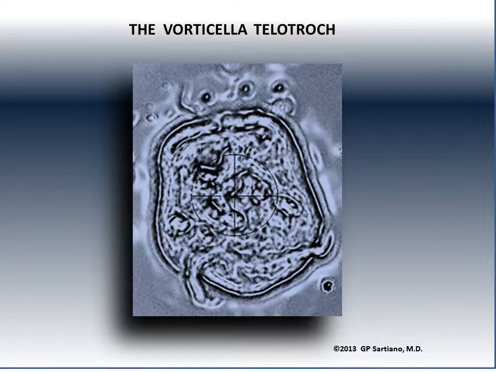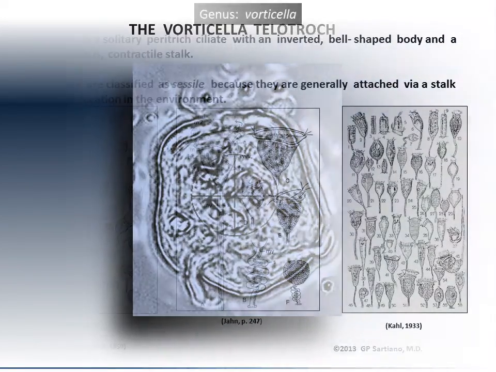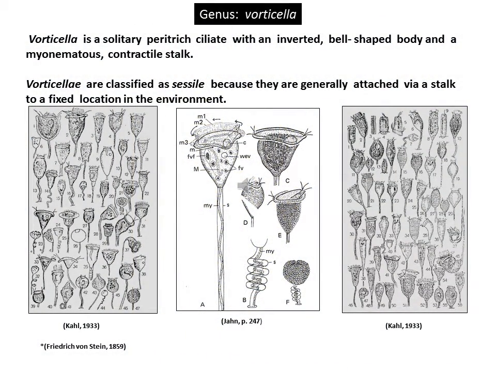The vorticella telotroch. Vorticella is a solitary peritrich ciliate with an inverted bell-shaped body and a myonematous contractile stalk.